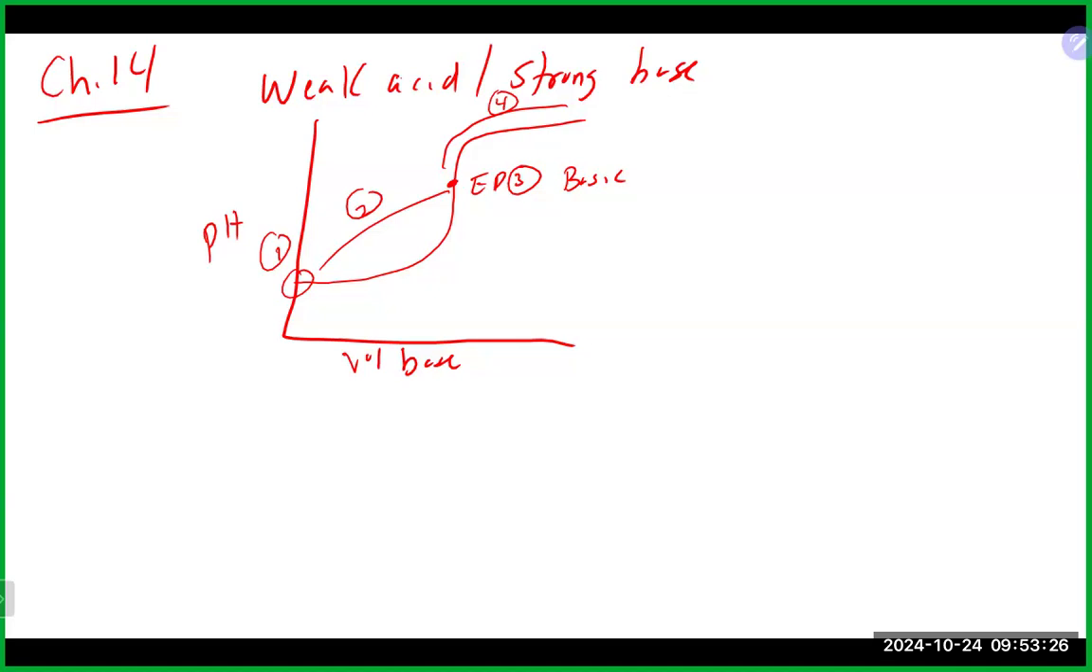That means that basically that first ICE table will get you the concentration of the strong base, which will allow you to get the OH minus concentration and then get the pOH, and then you could get to the pH. Any question on any of those parts there?